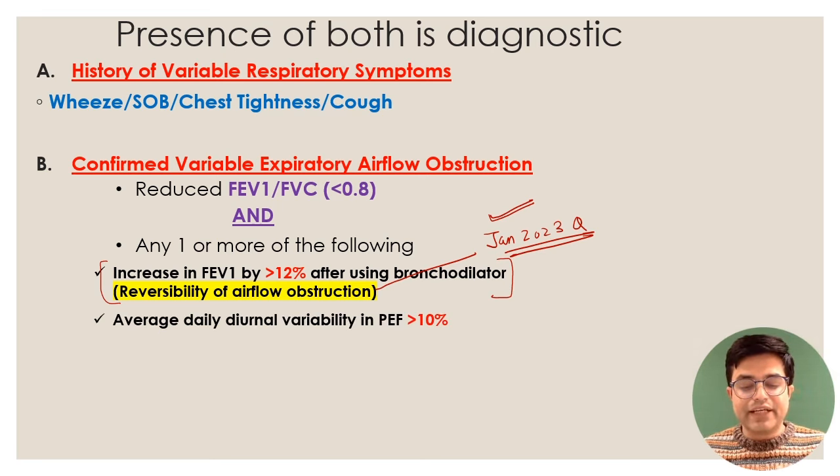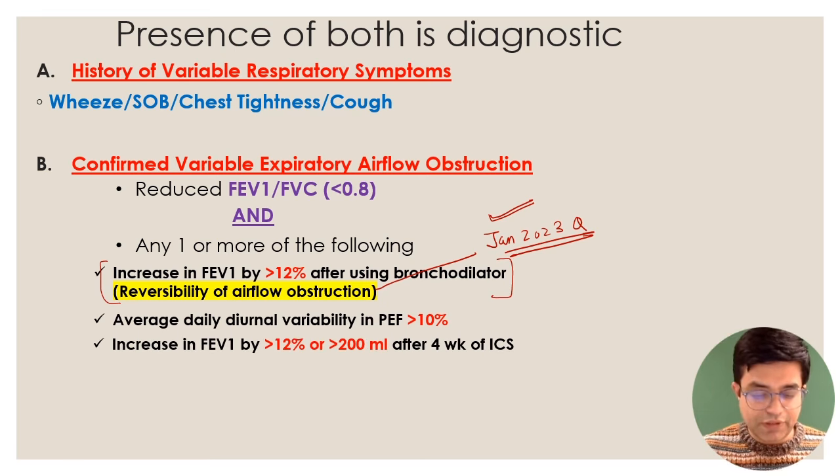Average daily diurnal variability in peak expiratory flow. Peak expiratory flow rate is a parameter. Within it, the morning and evening variability should be more than 10%. Third, the FEV1 should increase by either more than 12% or more than 200 ml after 4 weeks of inhaled corticosteroid.